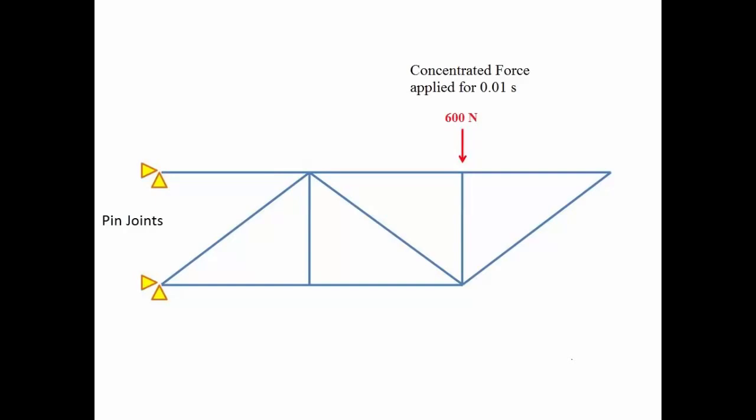The truss structure is fixed at one end with pin joints, which means it cannot move in the x or y direction. However, it is free to rotate about the z-axis. A concentrated force of 600 newtons is applied at one of the nodes for 0.01 seconds.